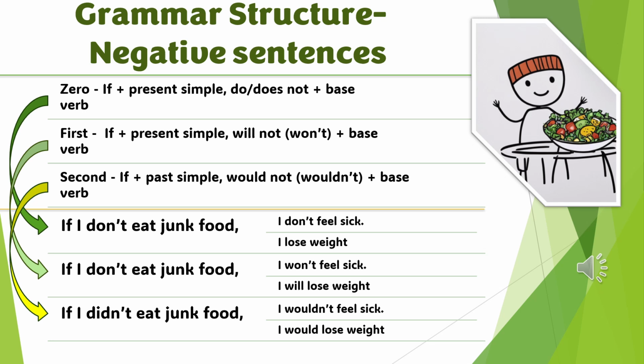Here are some examples. If I don't eat junk food, I don't feel sick. You can also say, if I don't eat junk food, I lose weight. If I don't eat junk food, I won't feel sick. You can also say, if I don't eat junk food, I will lose weight. If I didn't eat junk food, I wouldn't feel sick. Or you can say, if I didn't eat junk food, I would lose weight.